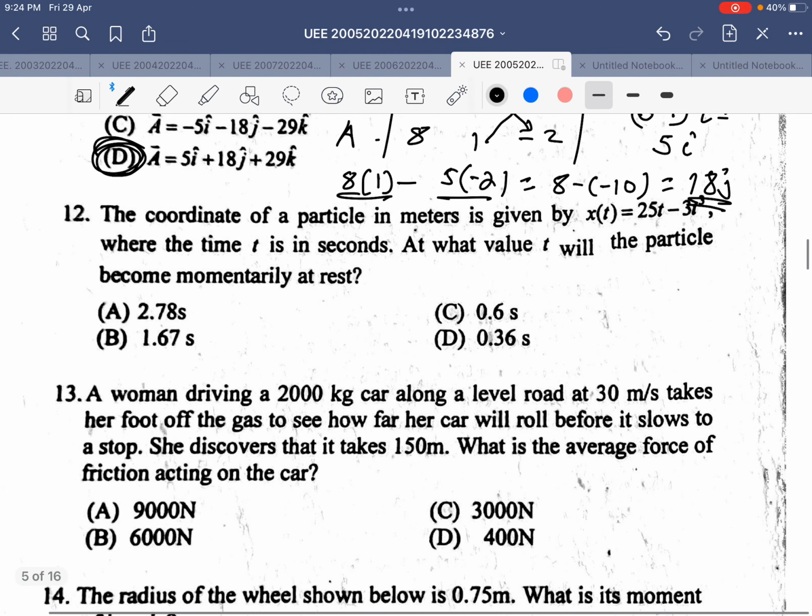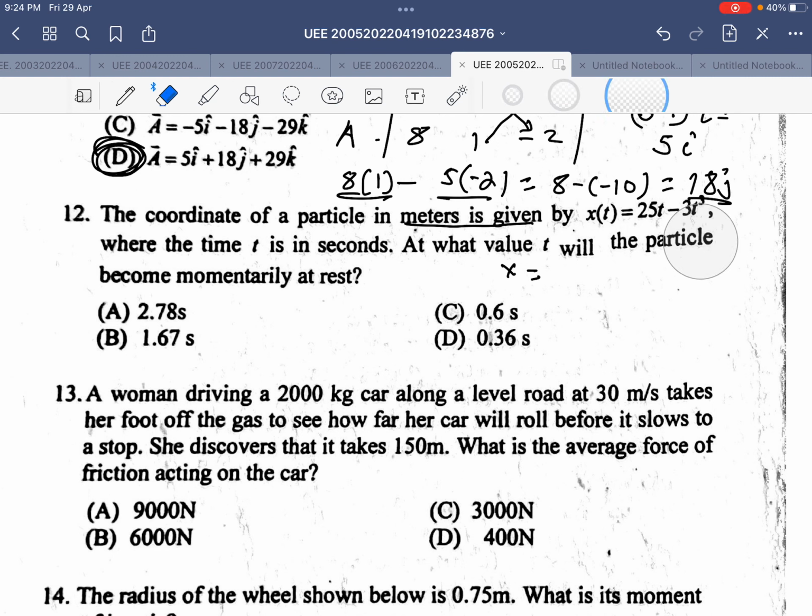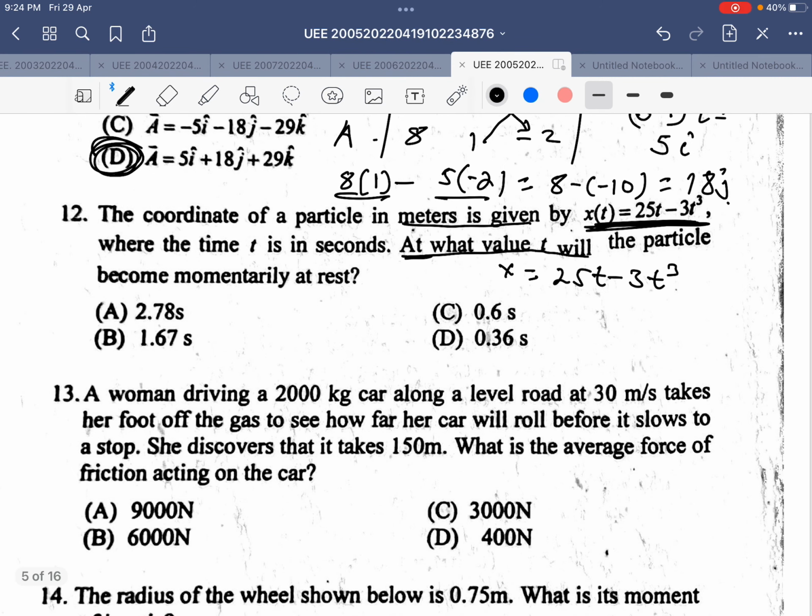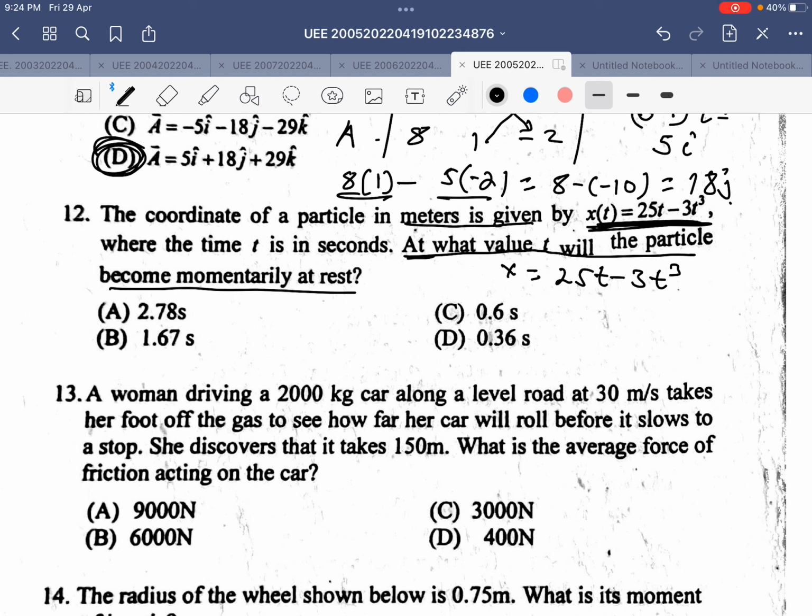Question number 12. The coordinate of a particle in meters is given by this. What is x? X is equal to, let me clean to see it clearly. Okay. X is equal to 25t minus 3t cubed. This is what I have written. What's the question? At what value of t will the particle become momentarily at rest?